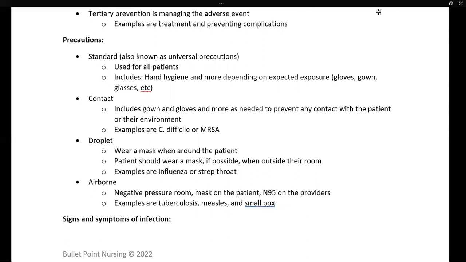Finally, the highest level is airborne precautions. Airborne precautions patients are preferably treated in a negative pressure room. The patient should be wearing a mask, and the provider should be wearing an N95 or higher level mask. Examples of this are tuberculosis, measles, smallpox, chickenpox, and others.